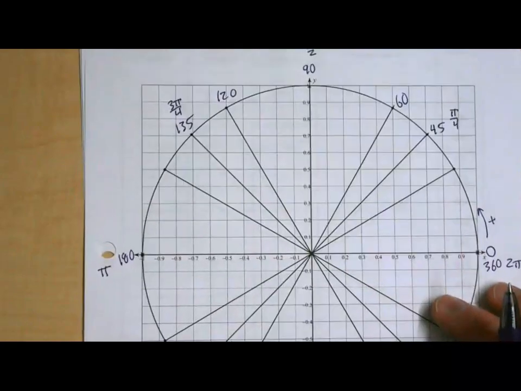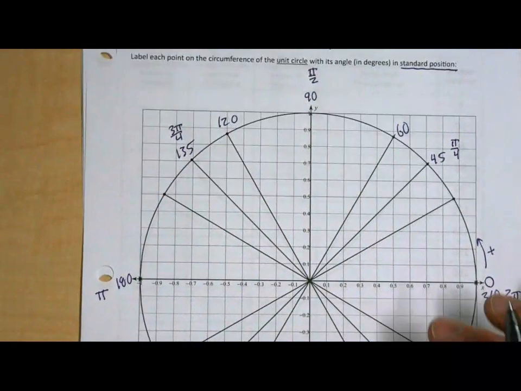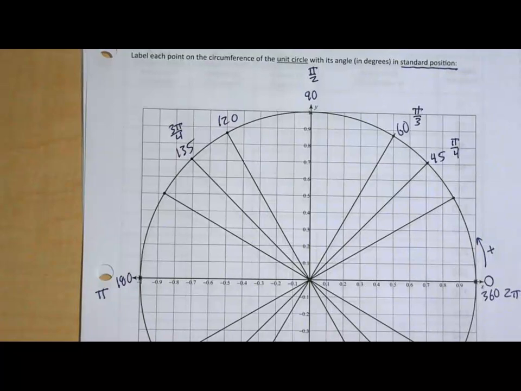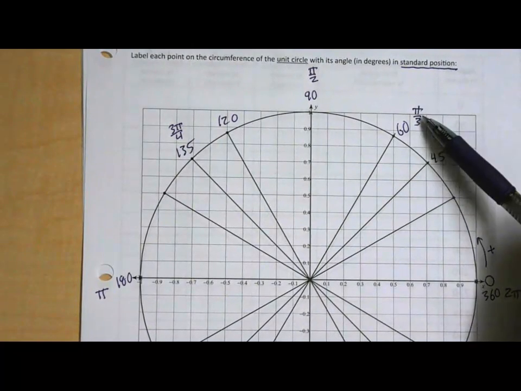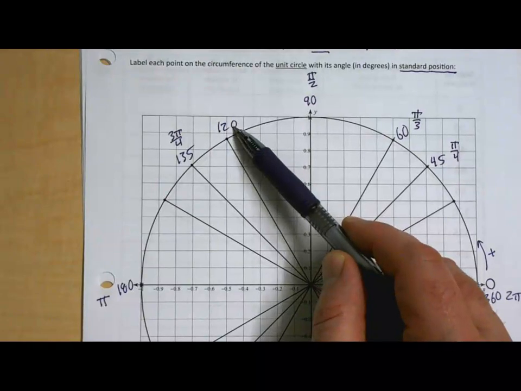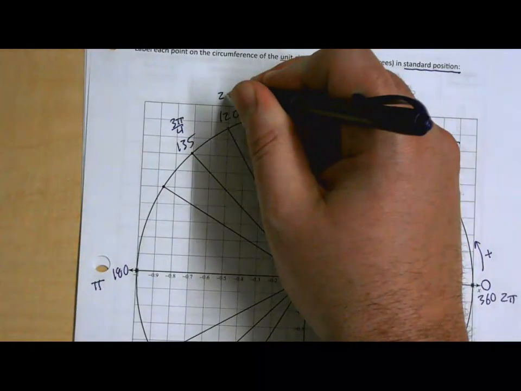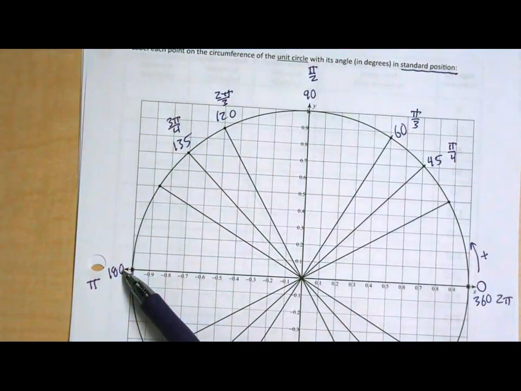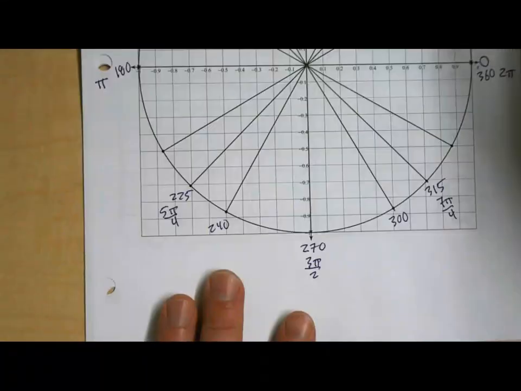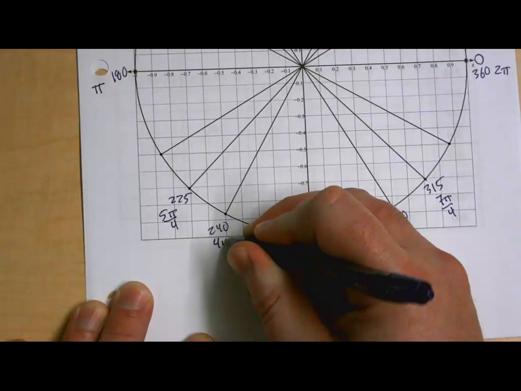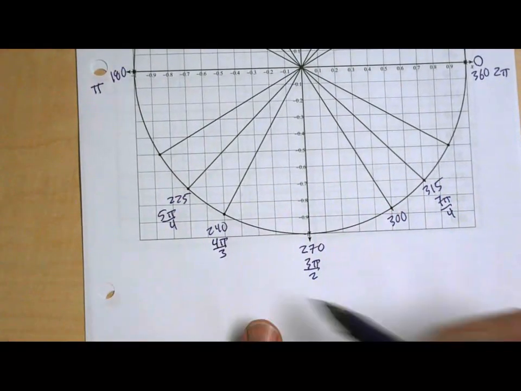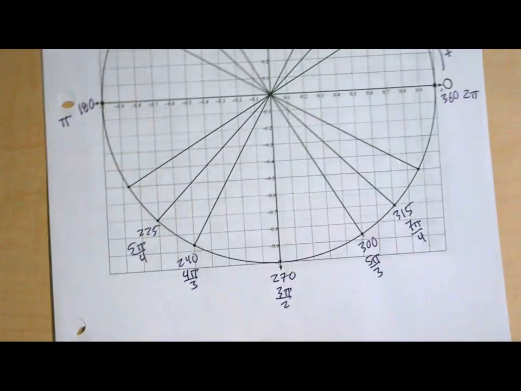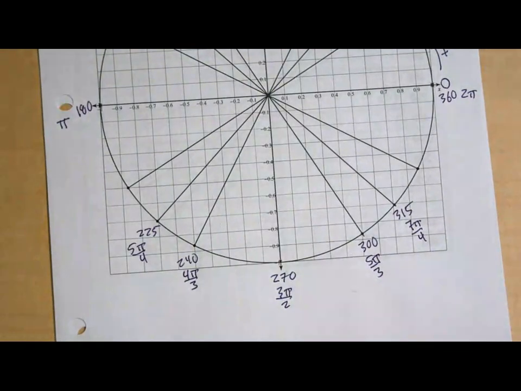So let's count our 60s. 60 degrees is pi over 3. So we'll count around: 1 pi over 3, 2 pi over 3, 3 pi over 3, 4 pi over 3, 5 pi over 3, and 6 pi over 3 would be 2 pi.